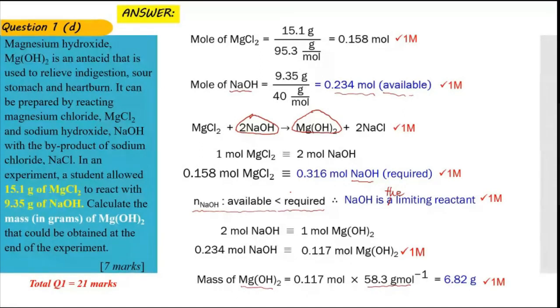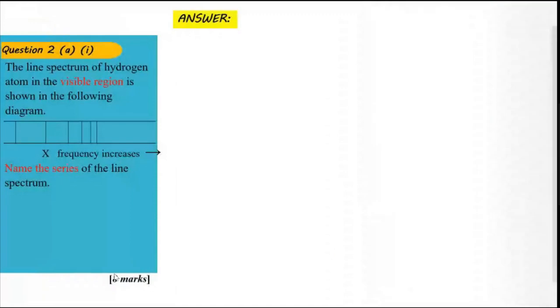All right. So the total marks for question 1 is 21 marks, and this is also the total marks in PS1 in your final exam. Question 1, 21 marks. Now let's move on to question 2. Question 2 is atomic structure.